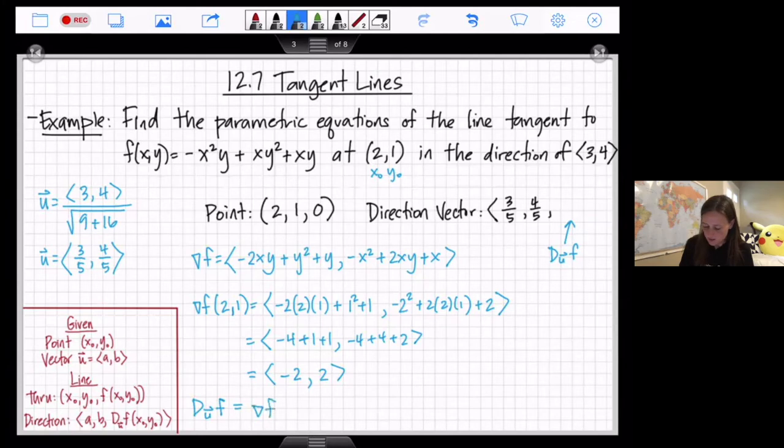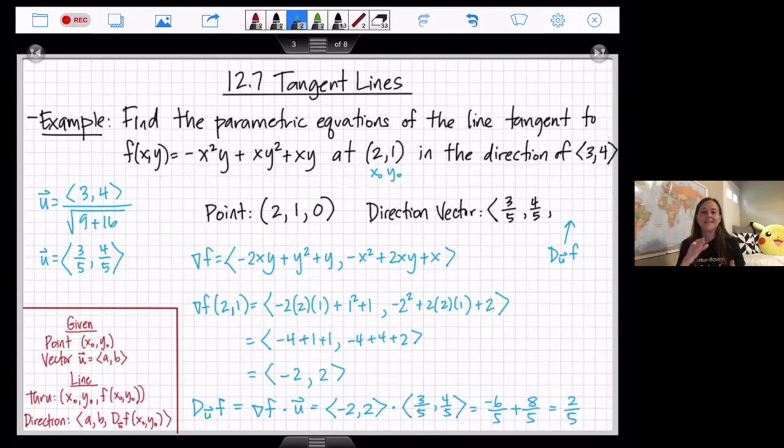My directional derivative in the direction of u at that point is going to be my gradient dotted with the unit vector. My gradient was negative 2, 2, dotted with that unit vector. When I multiply 3/5 times negative 2, I get negative 6/5. Multiply and add: 2 times 4/5 will give me 8/5. And I get 2/5. All that work was to get the z component of my direction vector. So that's the 2/5, and that's going to go here.